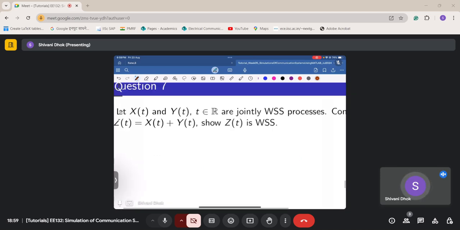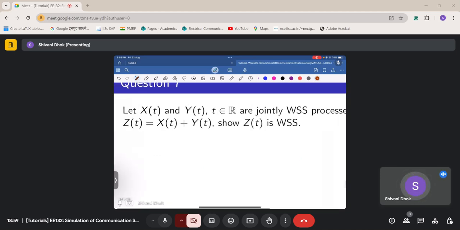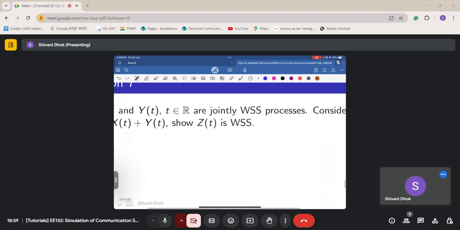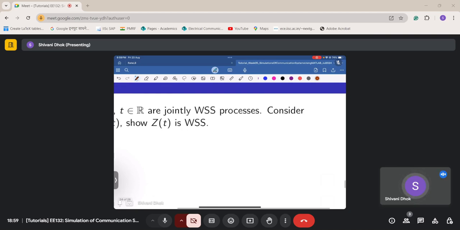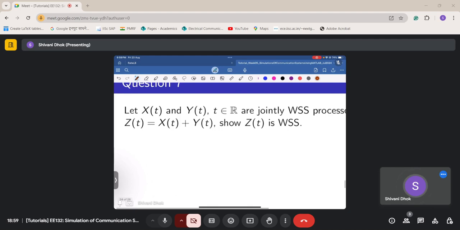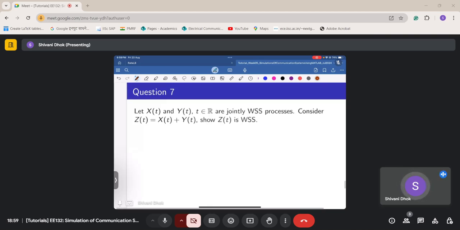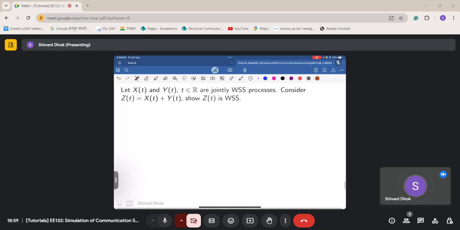So the next question says, let x t and y t for t in real be jointly wide sense stationary processes. Consider z t equal to x t plus y t, and we need to show that z t is a wide sense stationary process. So there is something called jointly wide sense stationary. Let me first define that. What does jointly wide sense stationary process mean?